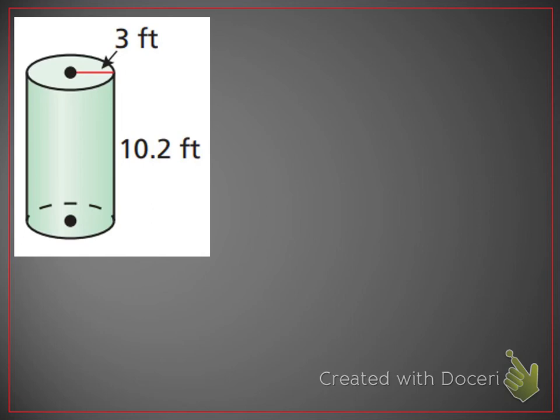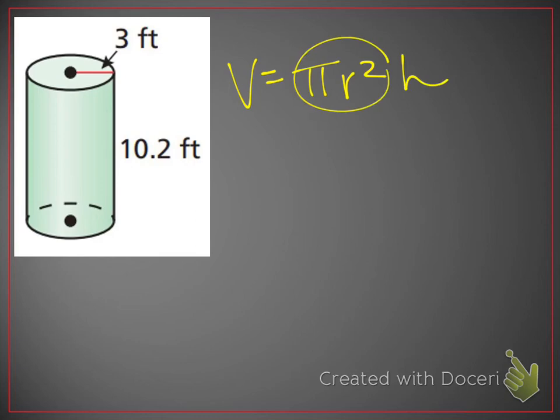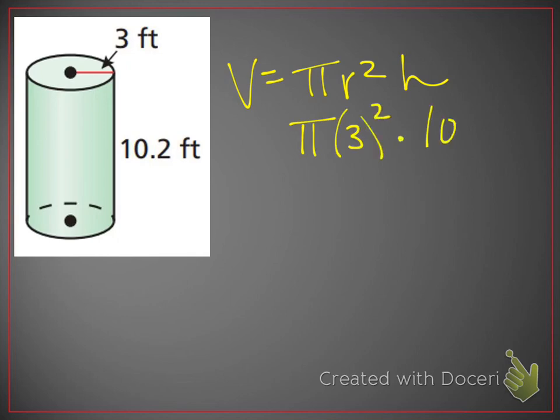Correct. So you'd still round to the hundredth. All right, so either way you did it, volume equals pi r squared times h, because this is the area of the base. Some of you did it off to the side. That is fine. What is the radius? 3 radius squared, and then times the height, which is 10.2.